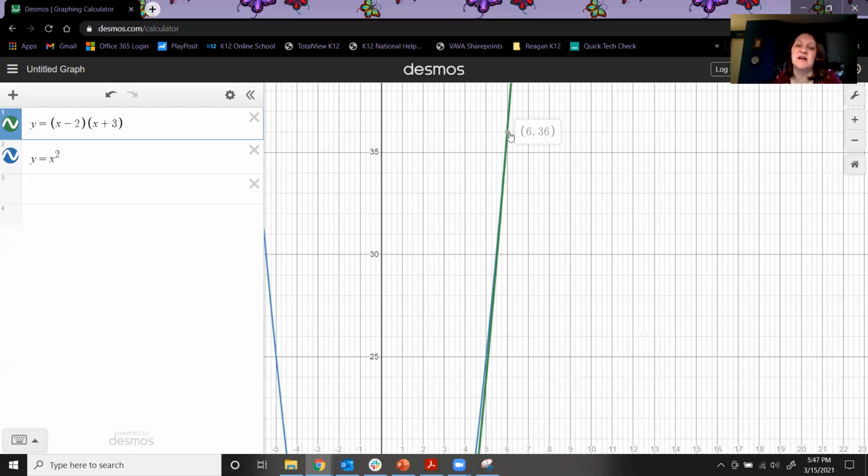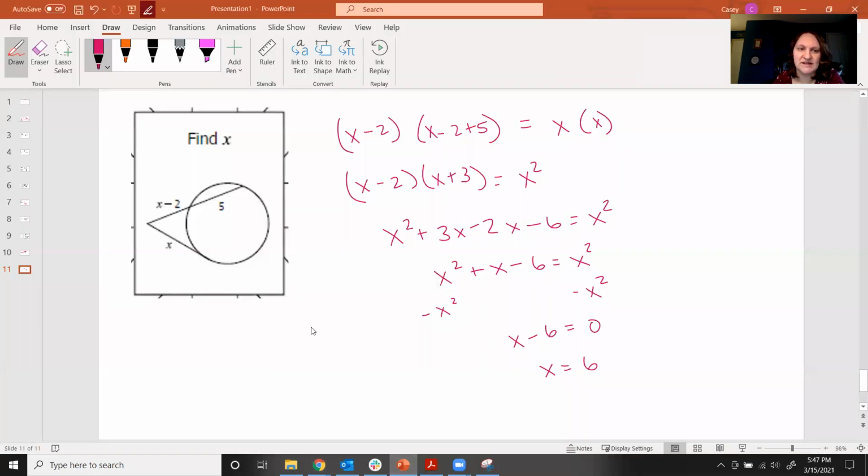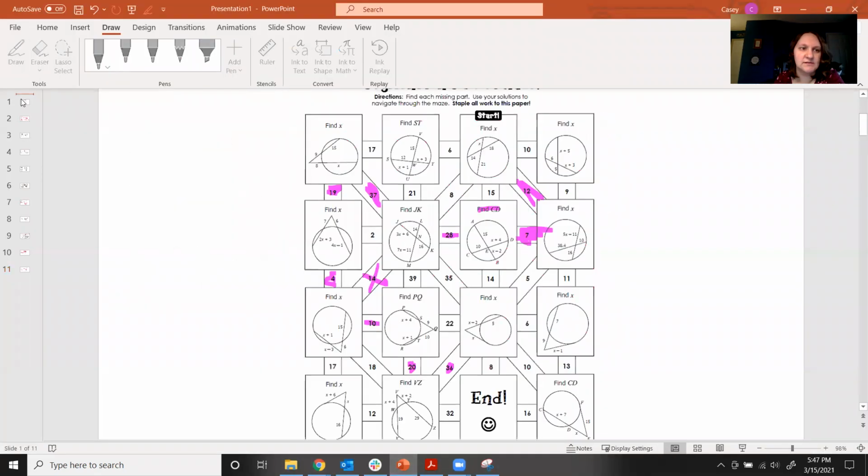So maybe you want to play with that and figure out how to use Desmos to quickly solve your equations. Although on the SOL, they wouldn't give you one this challenging. Okay, so our answer is x equals 6. So we'll go here. We're following x equals 6.